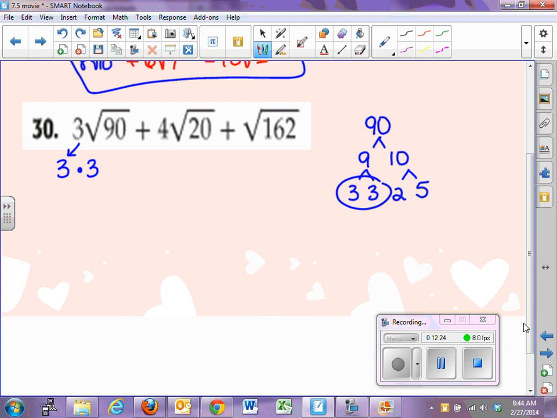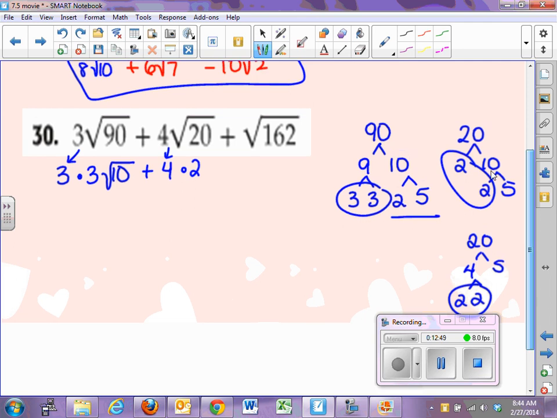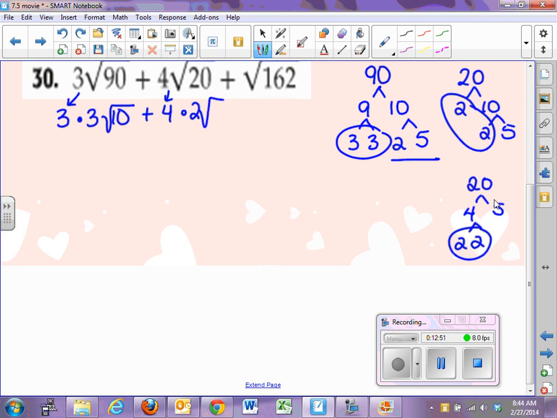I have 9 outside, left over radical 10, plus 4 times radical 20 will be 2 times 10 and 2 times 5. Notice that even if you did 4 times 5, you would have gotten 2 times 2 times 5. You always get the same prime factorization no matter how you do it. So this is going to be 2, and then this will be, whoa, left over radical 5.